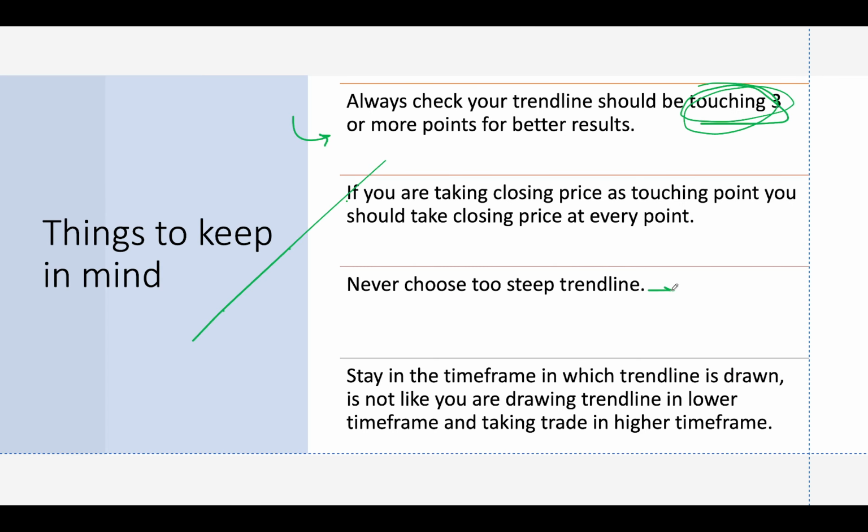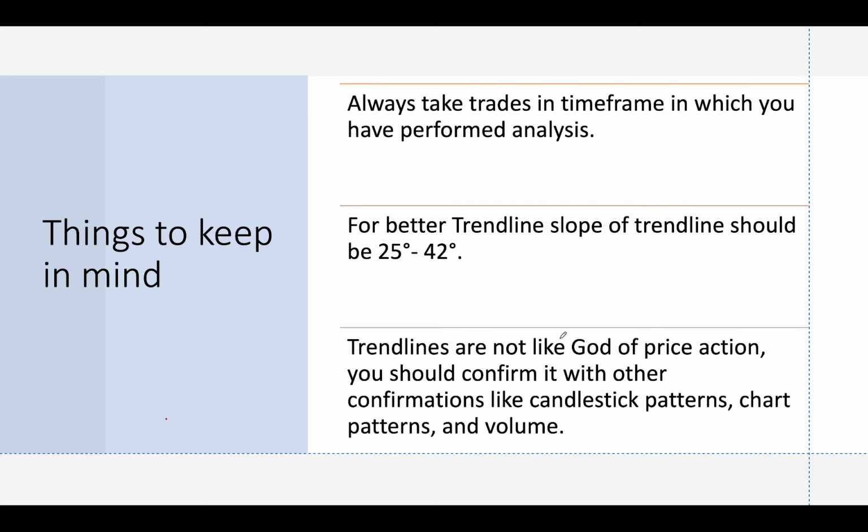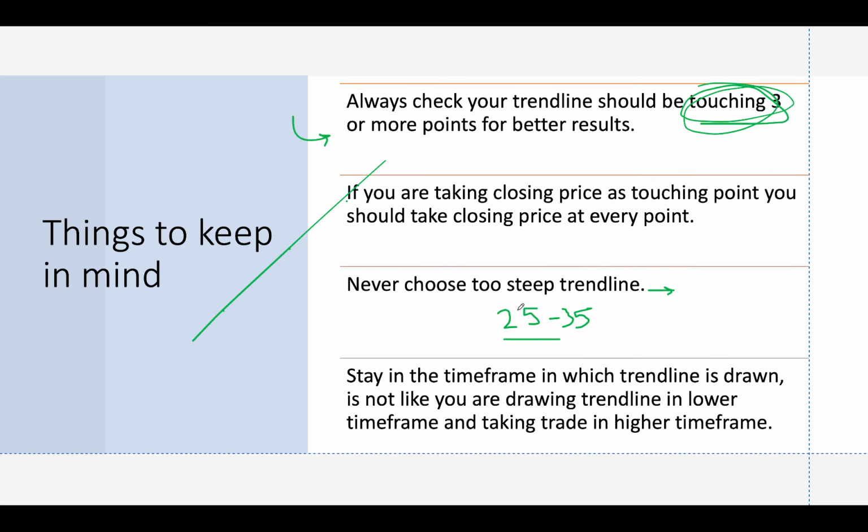To decide whether it's a good trend line or not, the trend line angle should be between 25 to 35. If the angle is 25 to 35, in that case we can say yeah, it is good, and we can consider it a perfect or nice trend line.